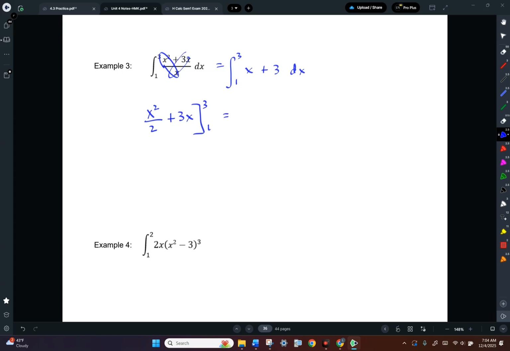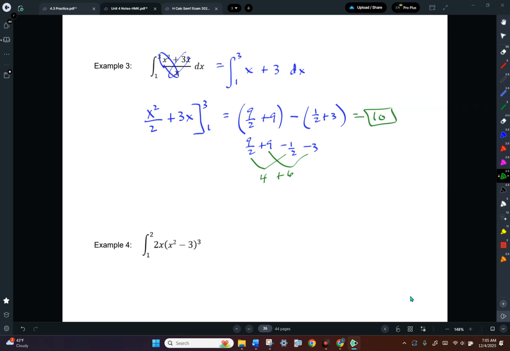Let's see. First, I plug in the 3, so 9 halves plus 9. So all of that is plugging in the 3, minus, then I plug in the 1, so 1 half plus 3. And then let's just do the simplification. I'm going to think of this as 9 halves plus 9 minus 1 half minus 3, just because I think it's easier to simplify the math in my head. 9 minus 3 is 6. 9 halves minus 1 half is 8 halves, which is 4. And if I put those together, I'm going to get 10.